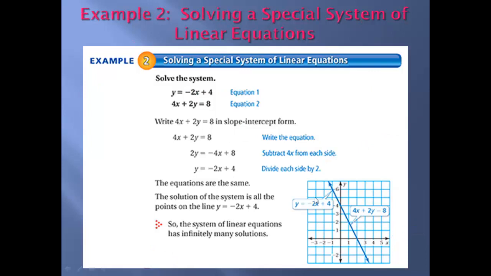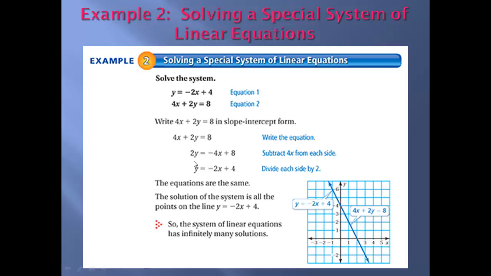Now for our second example, we're solving a special system of linear equations. We're going to solve the system y equals negative 2x plus 4 and 4x plus 2y equals 8. Our first step in this problem is to write 4x plus 2y equals 8 in slope-intercept form. So we need to solve this equation for y. Our first step is going to be to subtract 4x from both sides. This will leave us with 2y equals negative 4x plus 8. Now we need to divide each side by 2. When we divide each side by 2, we have y equals negative 2x plus 4.